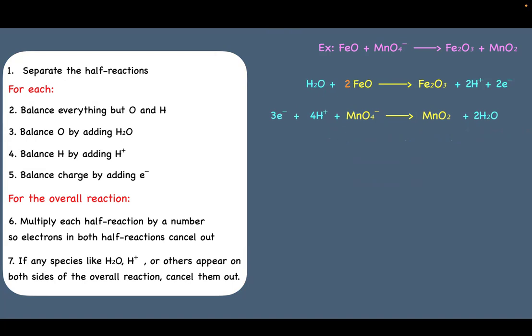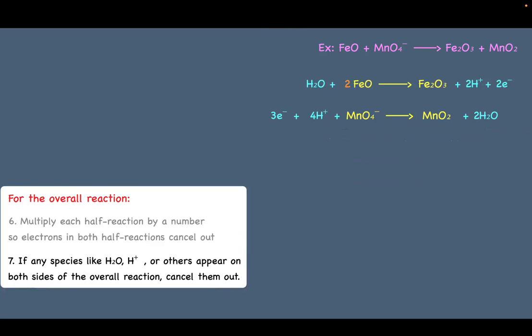All right, now we go to steps 6 and 7, which is for the overall reaction. For step 6, it says we have to multiply each half reaction by some number so that the electrons can cancel. As you can see, the top equation has 2 electrons on the right. The bottom one has 3 electrons on the left. So the only way I can cancel them is to have a common multiplier of 6, meaning I have to multiply the first one by 3 and multiply the second one by 2. This way, 6 electrons on the left will cancel with 6 electrons on the right, and so the electrons will all be canceled out. And now I can add the 2 equations together.